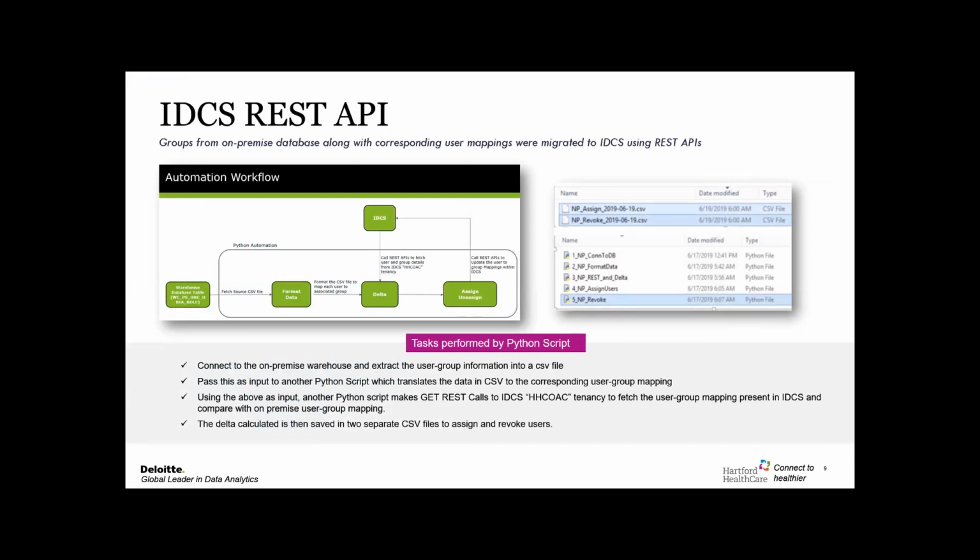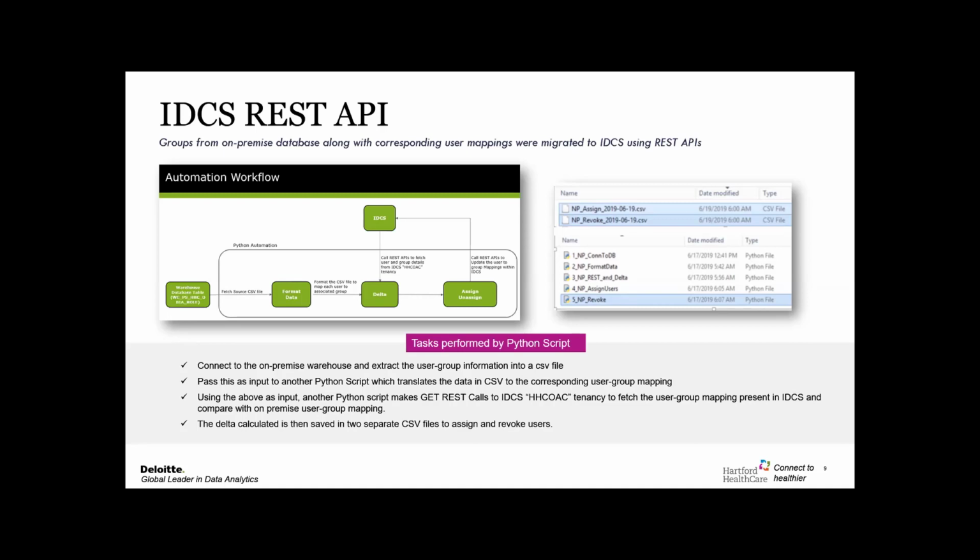As you can see, we are achieving this through Python scripts and REST API calls. We have 5 Python scripts. The first script will connect to the data warehouse and extract the user group information into a CSV file. That CSV file is stored in one of the locations within our on-premise machines. This input is passed into another Python script, which transforms it into a CSV file, and then it will chunk the users and the user grouping mapping.